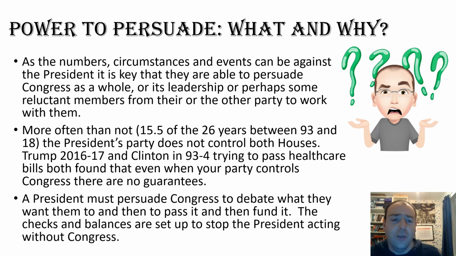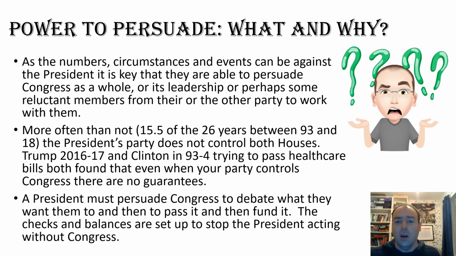Now, the other part that fits in is this power to persuade. Numbers, circumstances and events can be against the president, and it's key for them to be able to persuade Congress, either as a whole or the leadership of Congress, in terms of putting stuff on the floor or through committee, or perhaps some reluctant members of their party or the other party if the votes are really close.